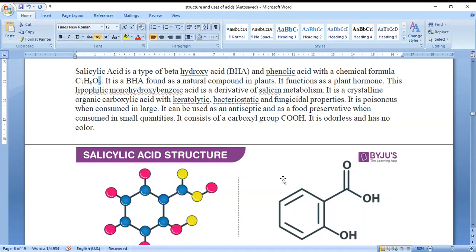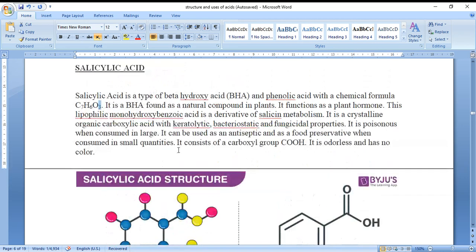Good morning, dear students. Last class we discussed the structure and uses of various compounds, isn't it? We discussed the structure and uses of ethanoic acid, citric acid, tartaric acid, oxalic acid, etc. Now we are going to discuss the remaining compounds in the acids, which is a part of the fifth chapter.